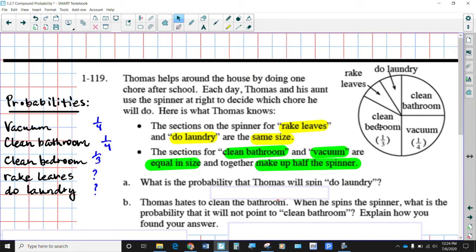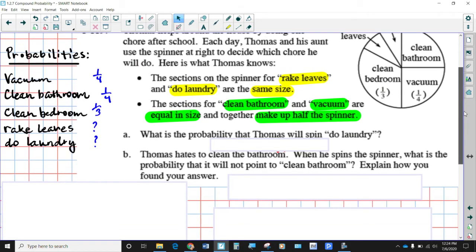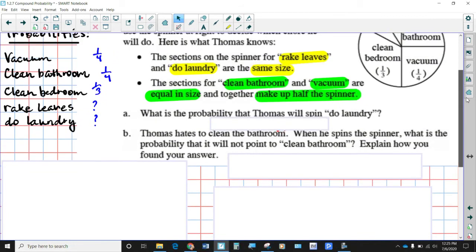Then on to the raking of the... well, first of all, we know the clean bedroom, that's given, so it's 1/3. We don't know what these two are, but we know they're the same. Okay, so what strategies can we use here to figure out the answer to our questions? Let's ask the questions first.